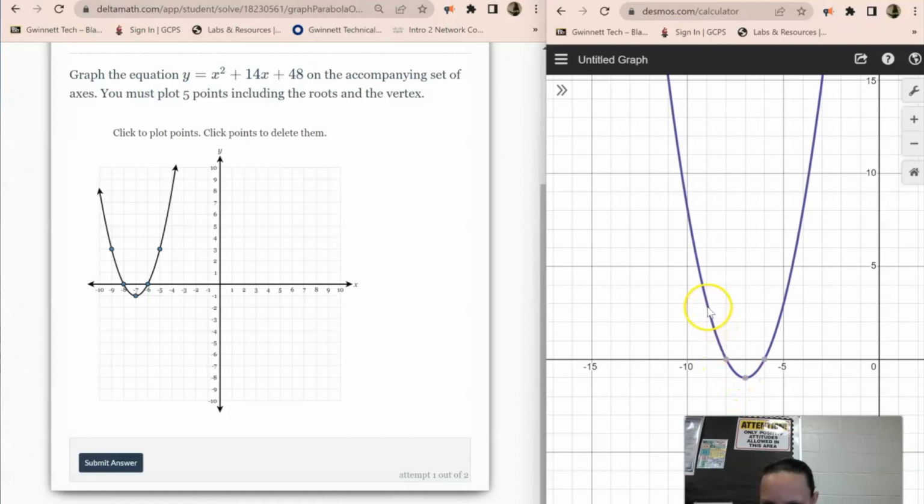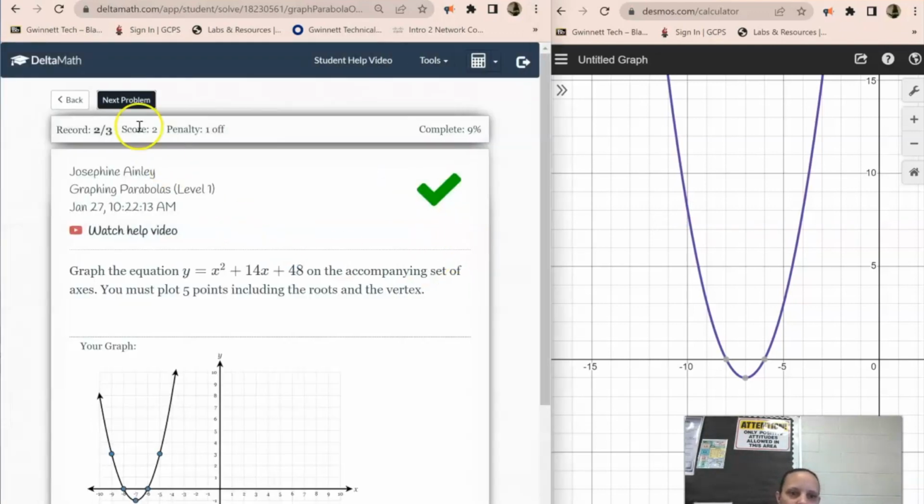That's already a root. There's a corner here. Oh, there it is. (-9, 3). But there's also another corner at (-10, 8). Right there, there's a corner. So you just find your corners after you find your roots and your vertex.